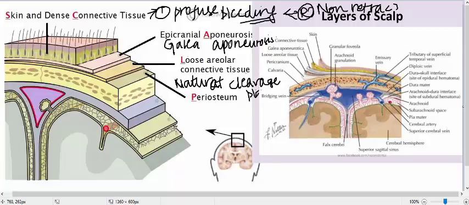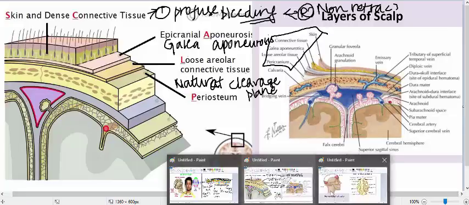Natural cleavage plane in surgery, right? And the periosteum, this periosteum is the 5th layer of scalp, and it is attached to the skull, right? So these are the layers of the scalp. This is the picture from Netter's. So these are the 5 layers of the scalp, epicranium till here. So the same layers, but in just a small picture.